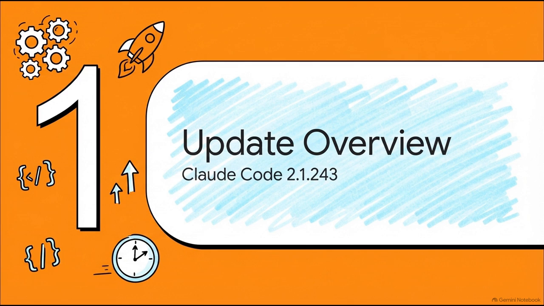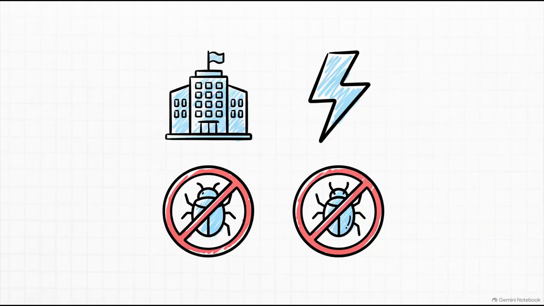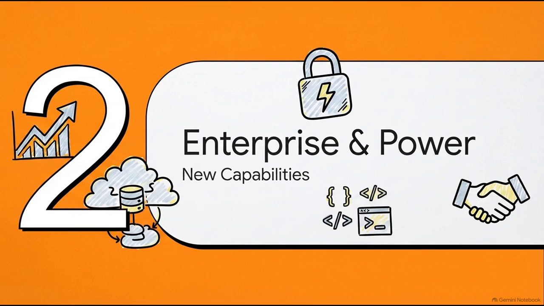the 2.1.243 update overview. Listen, this isn't just some minor patch. It's a massive, wide-ranging release built to solve some very real operational bottlenecks. We're talking about 4 brand new enterprise features, some seriously massive performance boosts, and over 30 bug fixes designed to finally give you your computer's resources back. Moving right along, Section 2, Enterprise and Power Features.